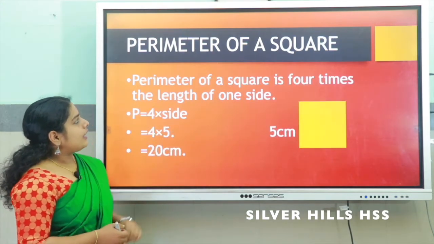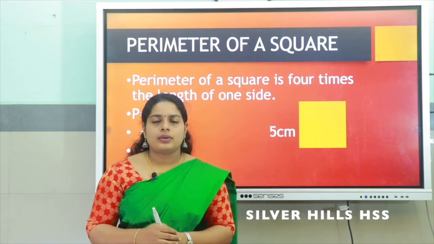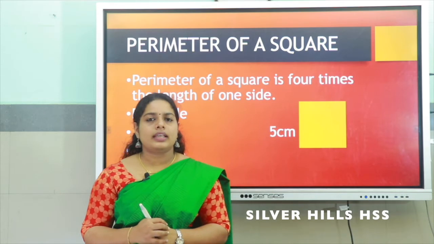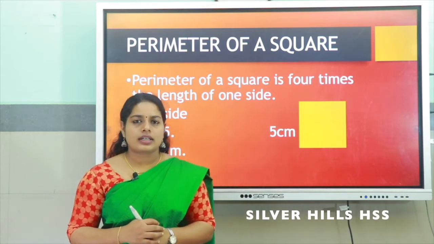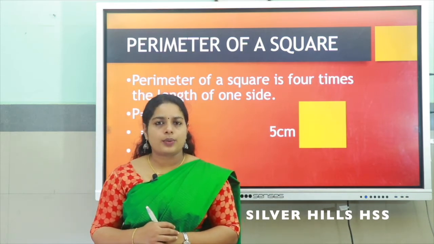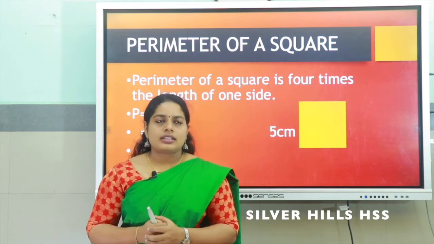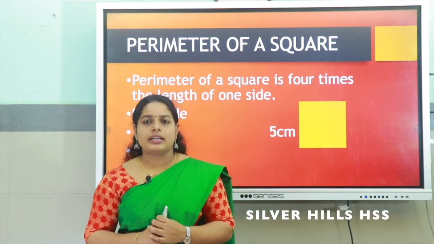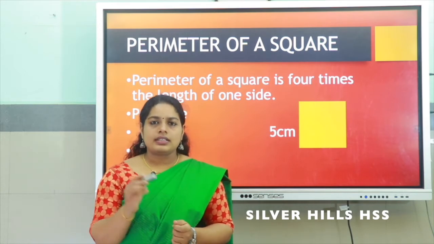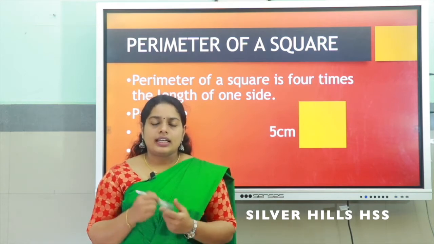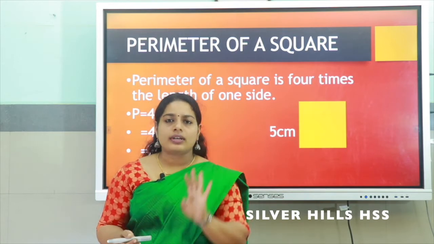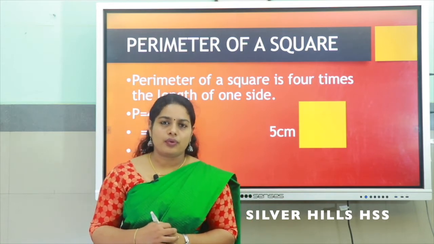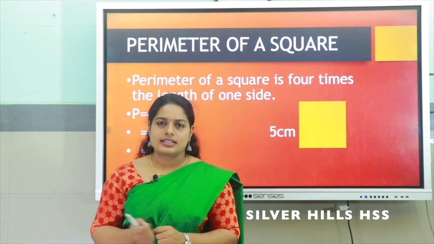Next we have perimeter of a square. And what is the peculiarity of a square? All the sides of the square will be equal. The square is having 4 sides and those 4 sides are equal. Now if the side of a square is 3 centimeter, how can we find the perimeter? 3 plus 3 plus 3 plus 3. Instead of adding 3 4 times, we can write it as what? 4 times 3 or 4 into 3, where 3 is the side.